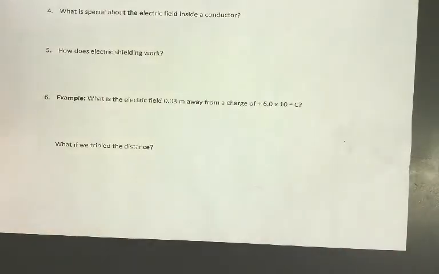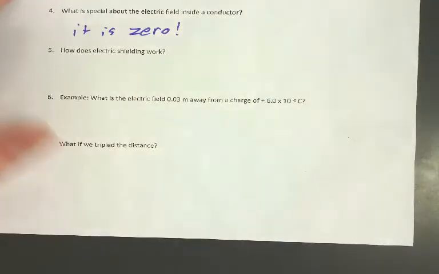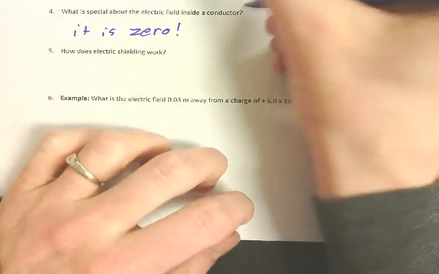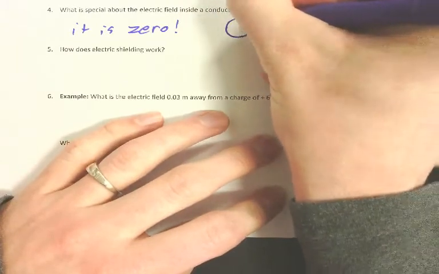Okay. So, starting with number 4, what is special about the electric field inside a conductor? Here's what's special about it. Inside a conductor, the electric field is 0.